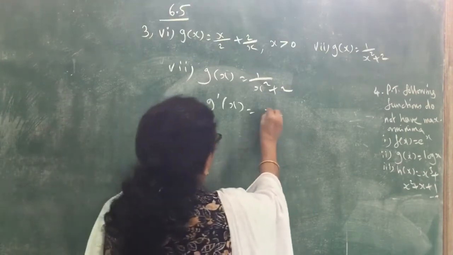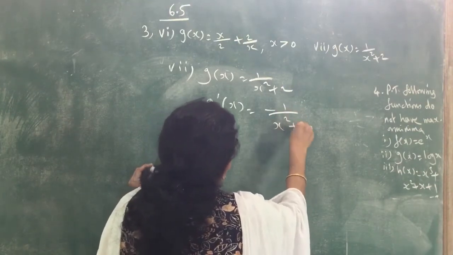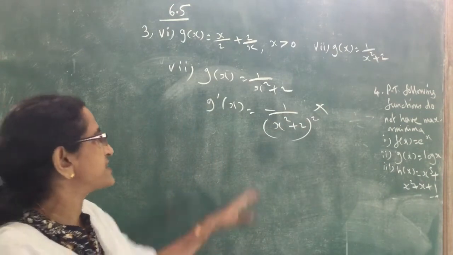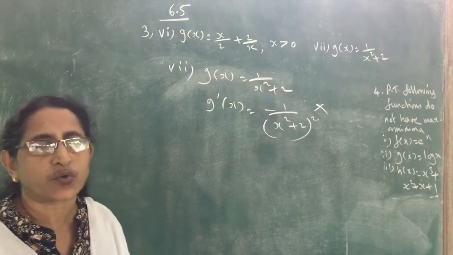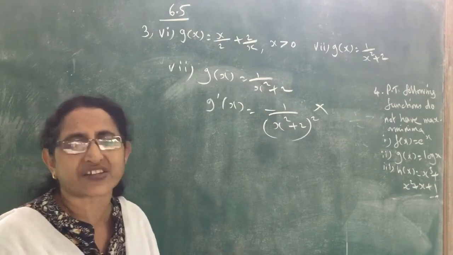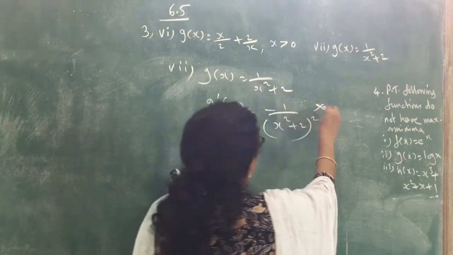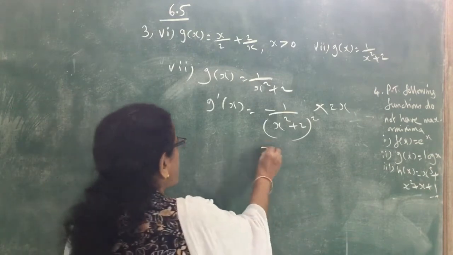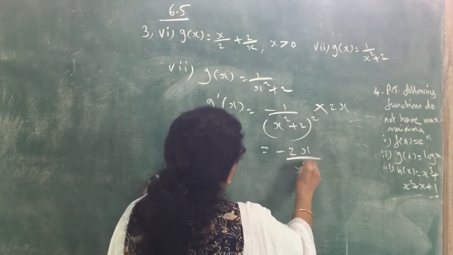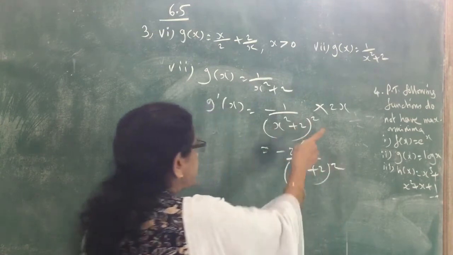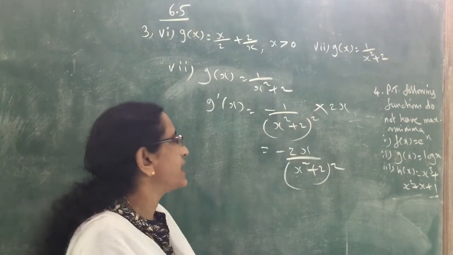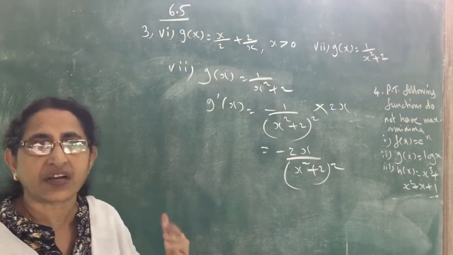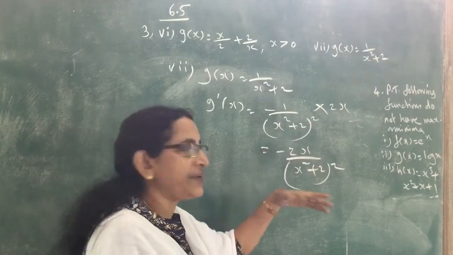So we can use the same formula: minus 1 by x square plus 2 whole square into the derivative of x square plus 2, because in the place of x it is x square plus 2. The derivative of x square plus 2 is 2x plus the derivative of 2, which is 0. So only 2x. So that is equal to minus 2x by x square plus 2 whole square. That is the derivative of g of x. Now we have to find the critical points, where g dash x equals 0 and where it is differentiable.